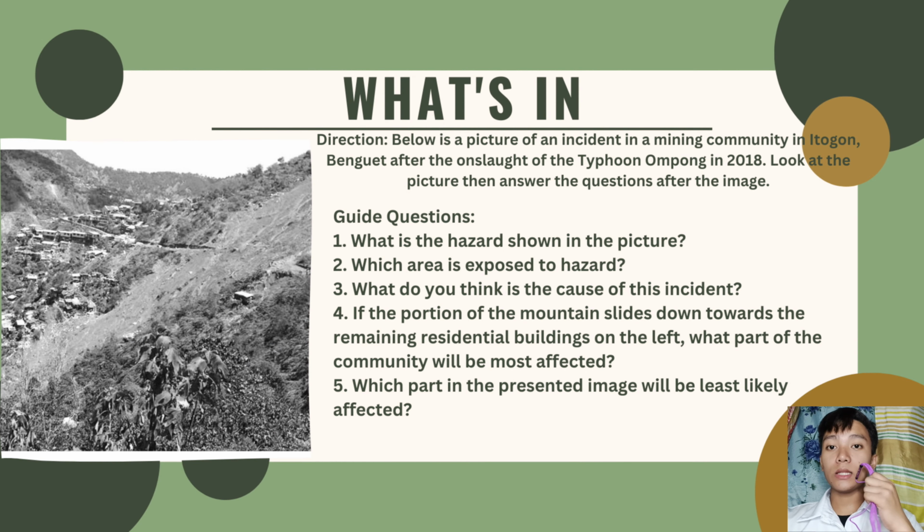Before we proceed to the topic, let us have an activity. In this activity, you're going to identify the picture of incidents that happened in the mining community in Itogon, Benguet after the onslaught of Typhoon Ampong in 2018 and answer the guide question below. I'll give you 3 minutes to answer the activity.